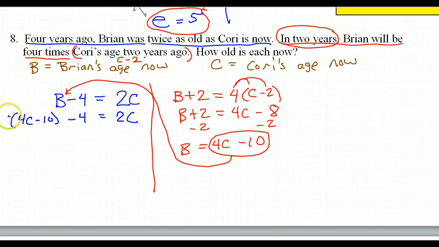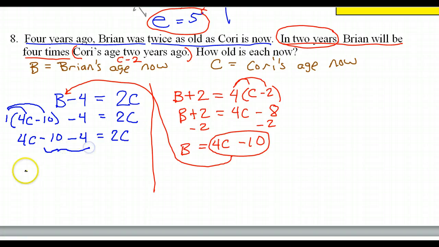Now in this case, since there's nothing in front of the parentheses, that means I didn't really need the parentheses. I could just take them away. You could think of it as distributing a 1 if you want, but basically we're just erasing the parentheses. But once those parentheses are gone, combine your like terms here, so that'd be 4C minus 14, okay, is equal to 2C.